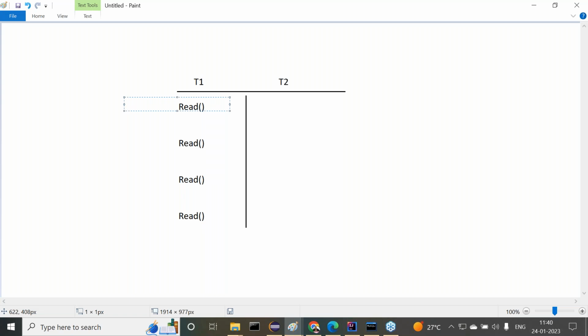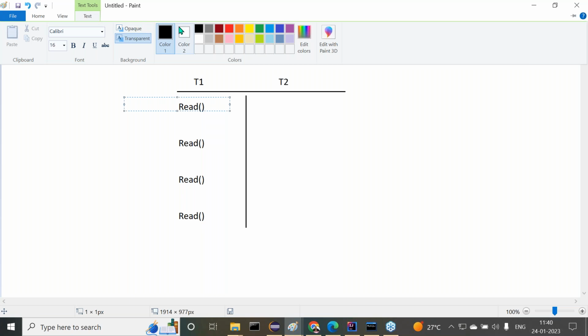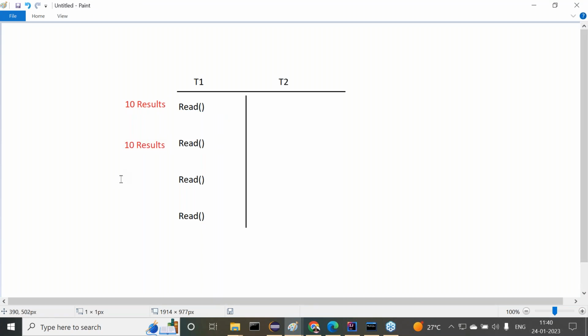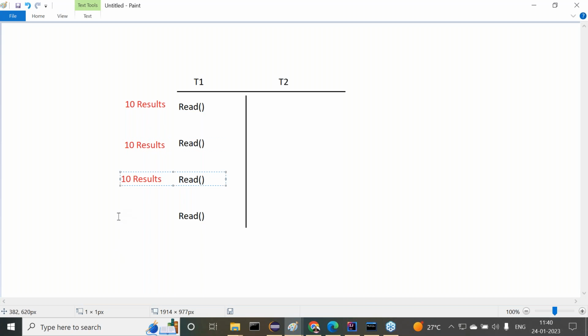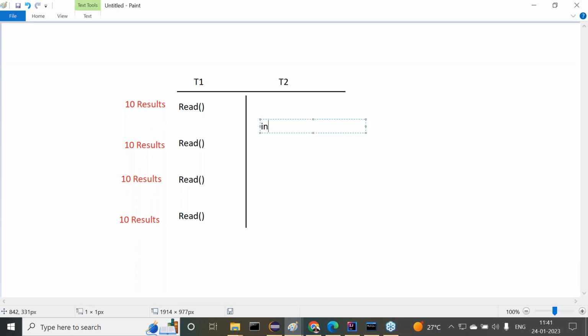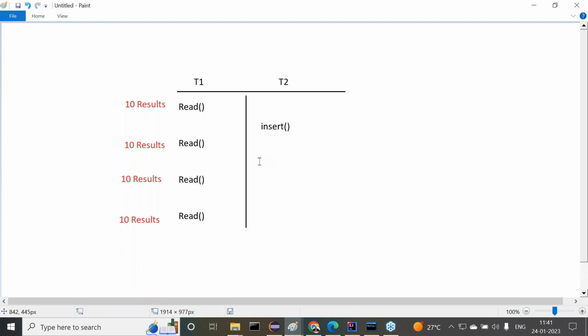Say, for example, 10 results. Every time we want to get 10 results. In the second read operation also we want to get 10 results, in the third one also 10 results, and in another one also 10 results. But unfortunately, between two read operations, the T2 transaction is performing some insert operations, inserting a number of records. Here also a number of insert operations are being performed.